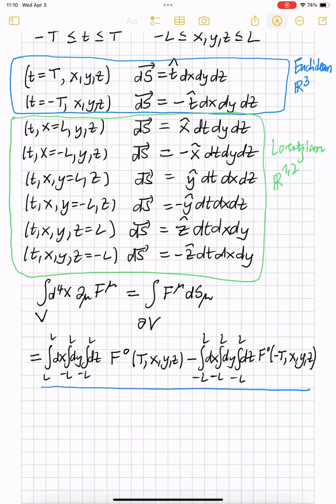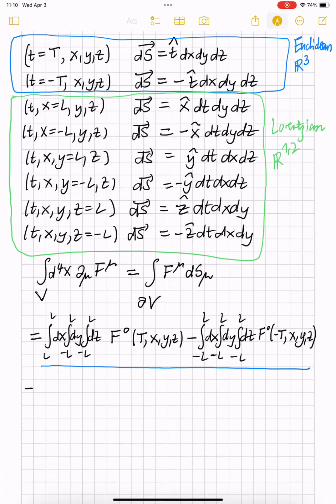Okay, now let's go to the next term. So what do we have here? We've set x equal to L. So we're integrating over t, y, and z. That's what sits inside the dS. So we'll have an integral over t, over y, and over z, and this is minus L to L and minus T to T. Now, dS has got an x hat in it, which means it only has a 1 component. Only dS_1 is non-zero, so we'll only get f^1 contributing. This will be at t, x set equal to L, and y and z.